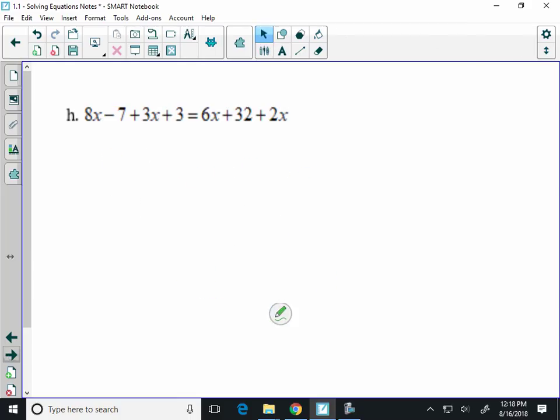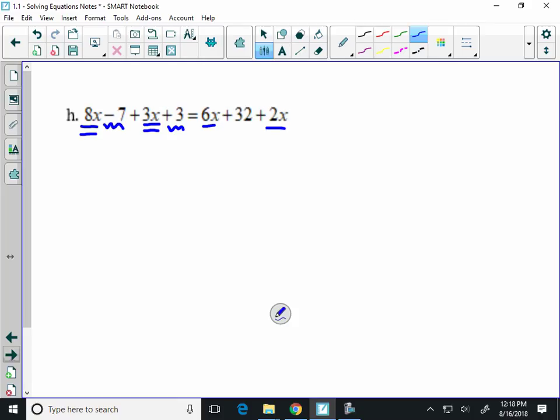Then with H, we have a lot going on in H, but that is okay. Again, our first step before we do anything and move things over. What must we do? Always combine those like terms if you can before you start moving things over. So I'm going to combine these terms together. Combine these together. And we also have terms over here to combine. So I'm going to combine those terms together.